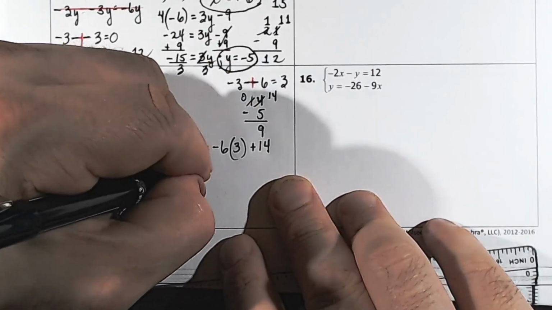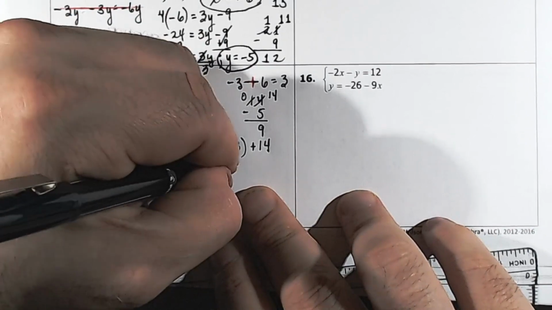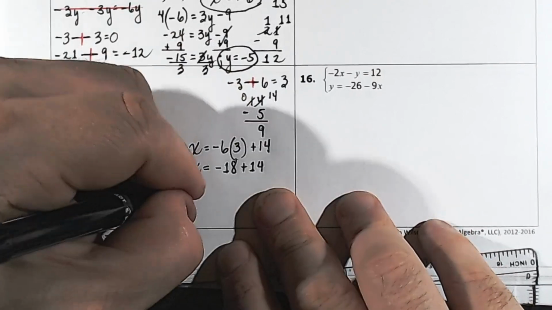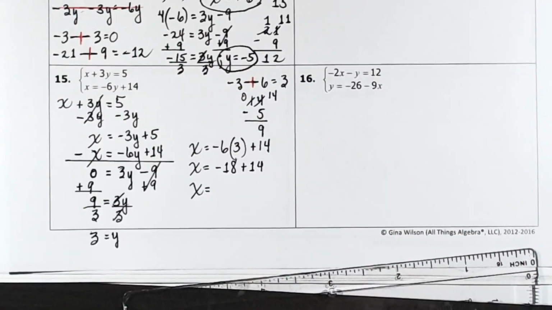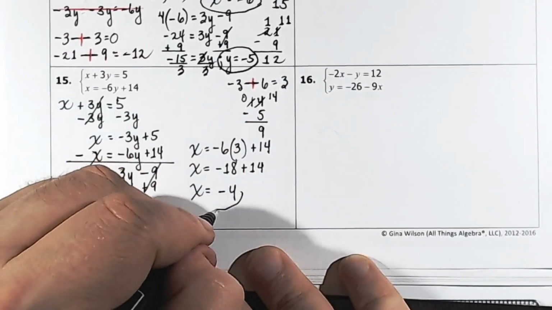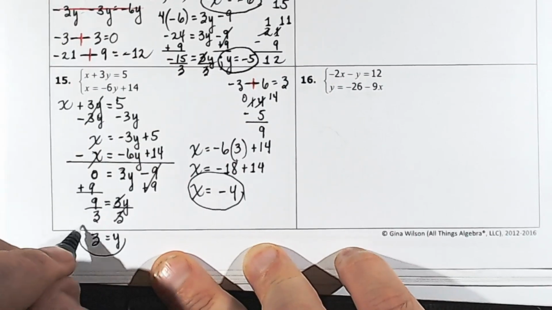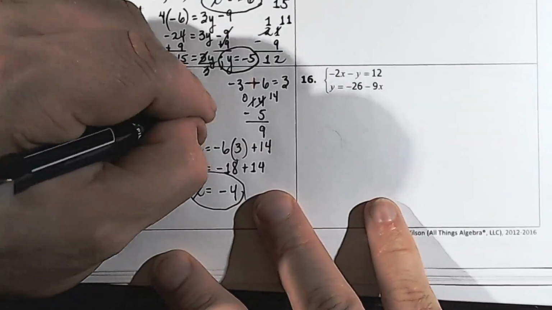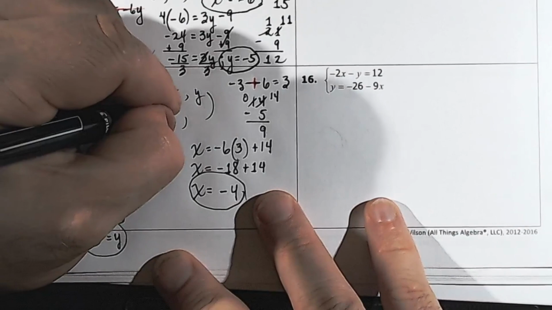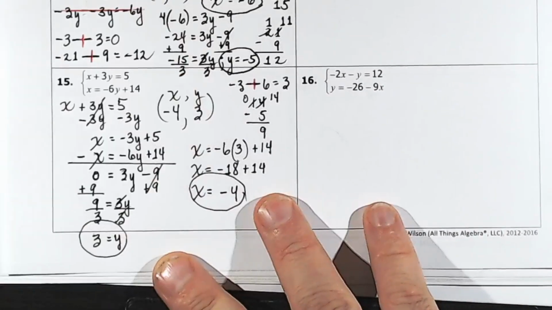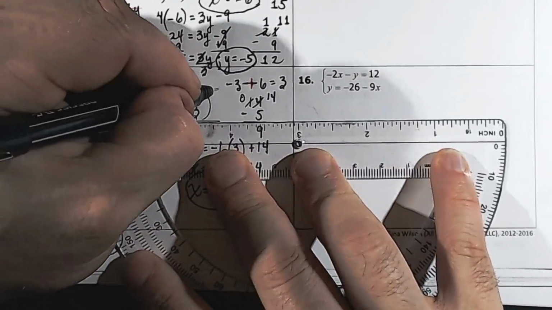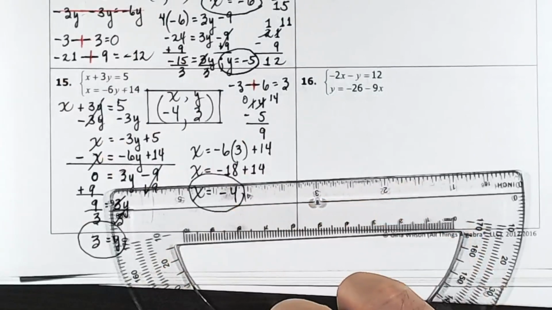So x equals negative 6 times 3 is negative 18 plus 14. Okay, so now x equals negative 18 plus 14 is negative 4. So x equals negative 4 and y equals 3. So the solution to the system of equations x comma y is -4 comma 3. And we'll put that in a box. And that is the solution to the system.